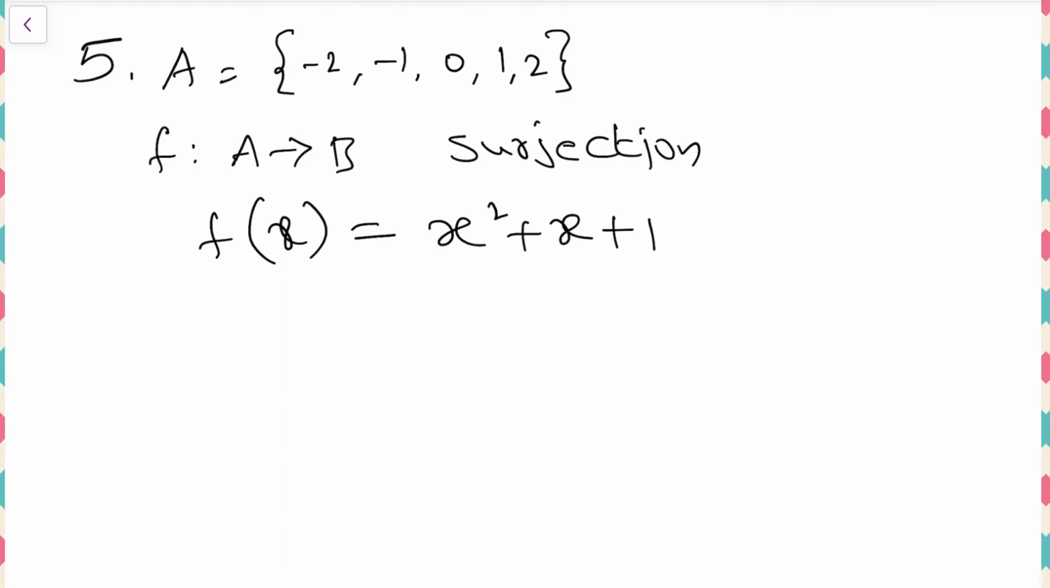In this question, he clearly mentioned that the function is a surjection. Surjection is nothing but an onto function, where the codomain as well as the range both will be equal. That type of function is called a surjection. Okay, let us check it out now.